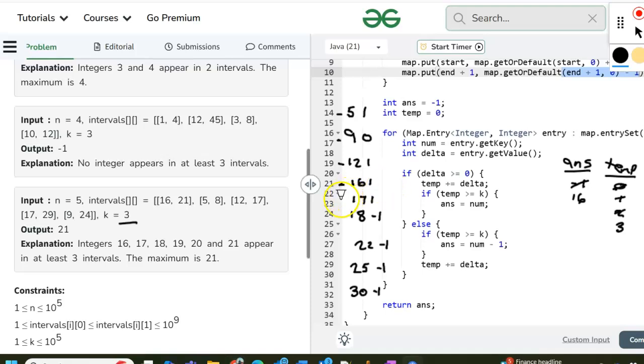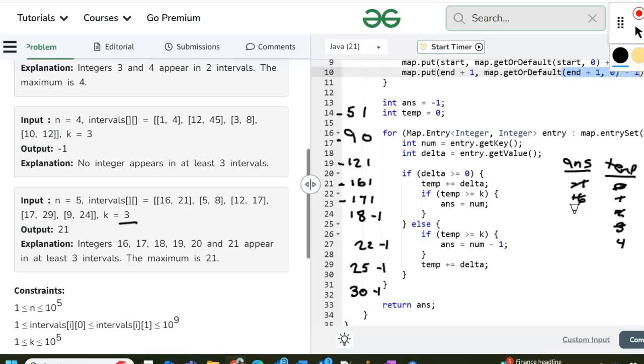All right, next number is 17. The delta is 1. If delta is greater than or equal to 0, yes, then add delta to temp. So temp is 4. If 4 is greater than or equal to k, which it is, then answer equals number.